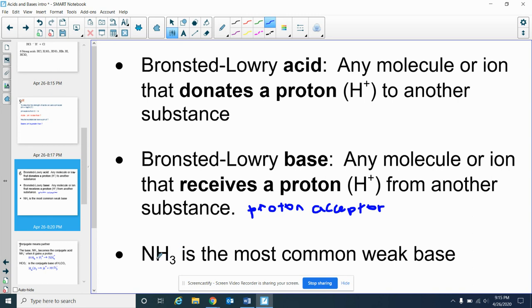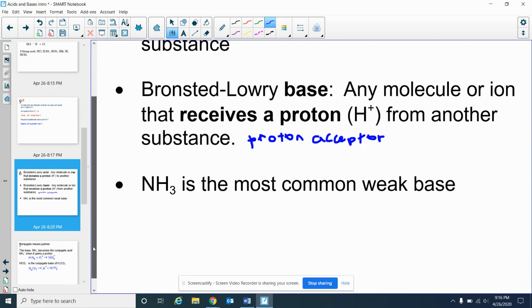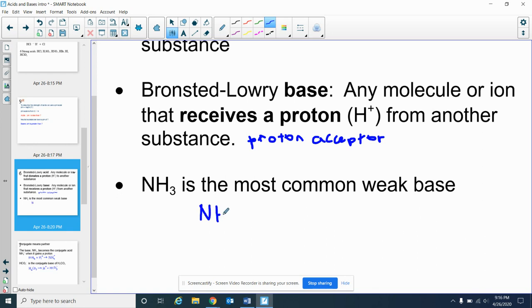And one of the bases that would fall under this definition is ammonia. Ammonia is the most common weak base that you'll see in the reactions that we look at. And it's NH3. It does not have an OH in it. In water, it will produce OH minus. That's what makes it a base, because it will accept a hydrogen from water and leave the OH minus ion.